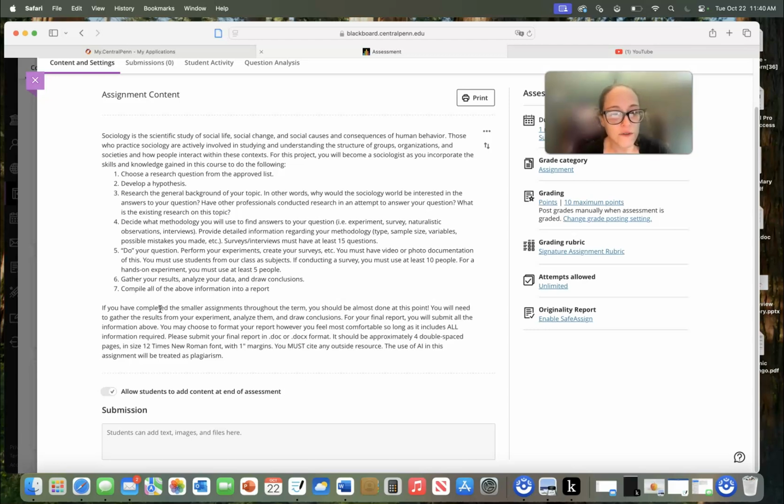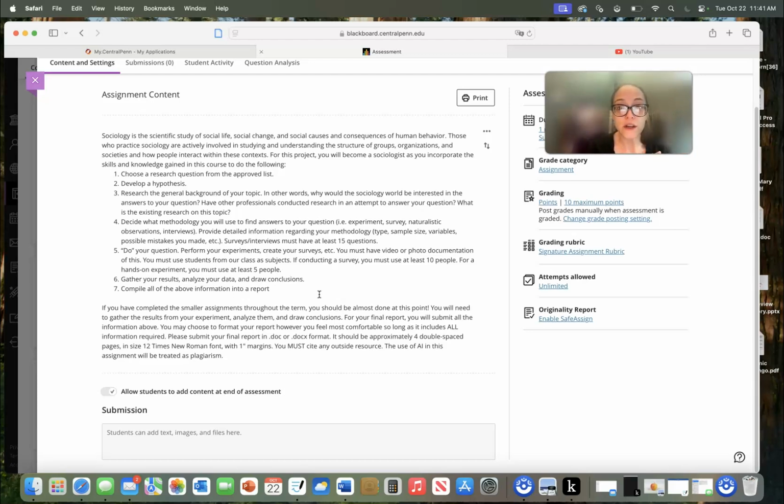Okay, and then once you've done all of that, you need to compile all of this into a report for me. So you've already done 1 through 5. Now we're just gathering our results, analyzing our data, drawing conclusions. Was your hypothesis correct? Was it not correct? Did we learn something? Was it exactly what we expected? All of that together, and you're going to turn that in.